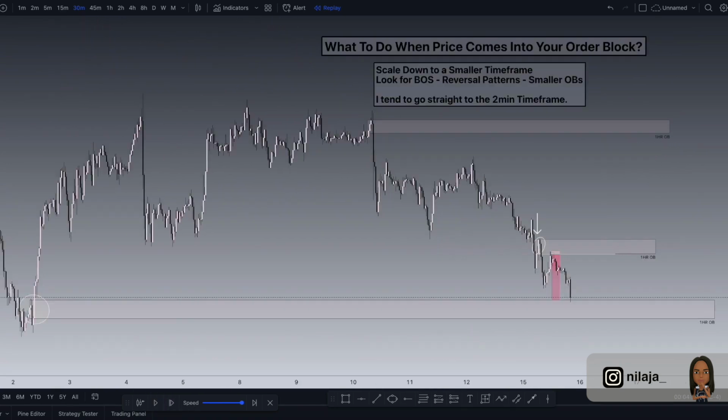So as you can see, price did hit our 1-hour order block and it seems to be rejecting and wicking off of that area. So that gives me reasons to buy. I do see that the overall trend is bullish. We did have an extensive pullback into that 1-hour order block.